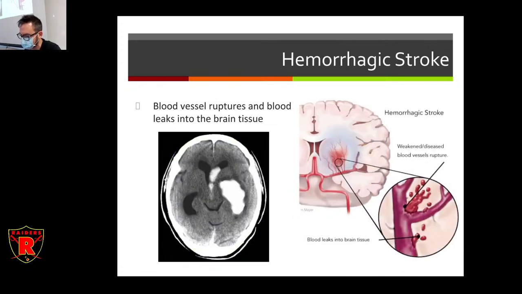And the hemorrhagic stroke is the opposite. So this is a CT scan of somebody's brain showing a pooling of blood that's happening in the brain. It's also causing ischemia, but this is due to a leak.